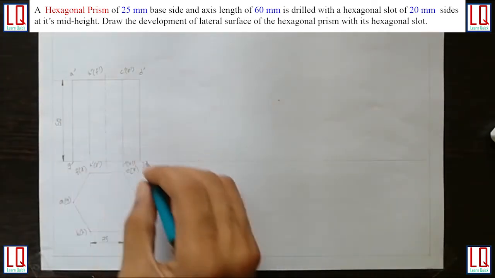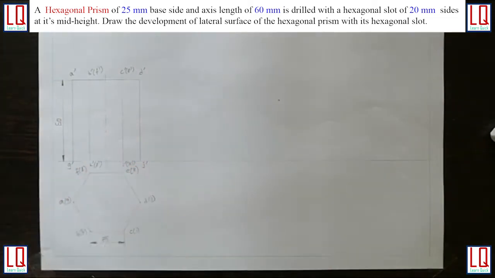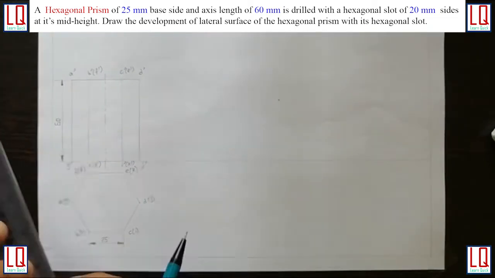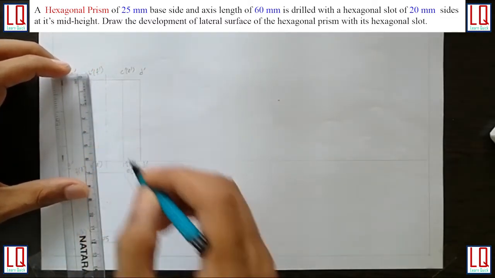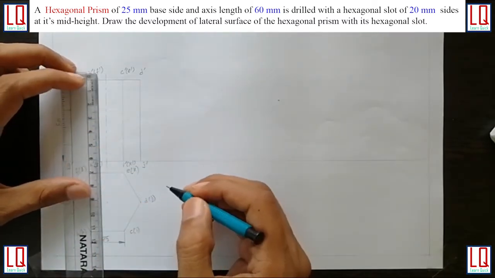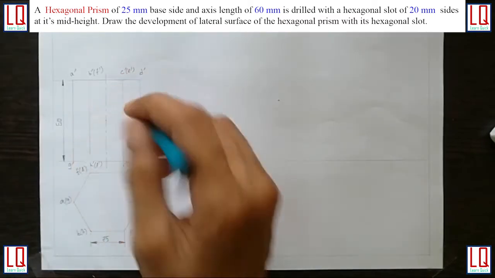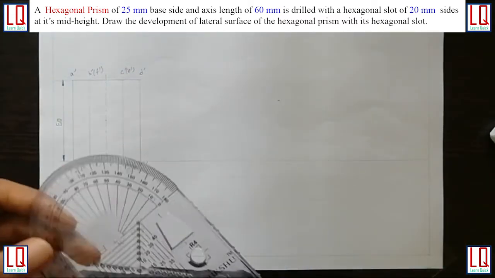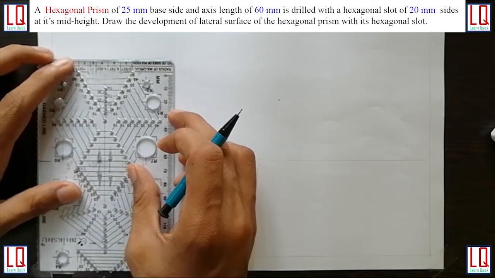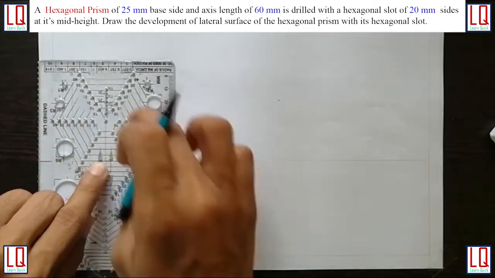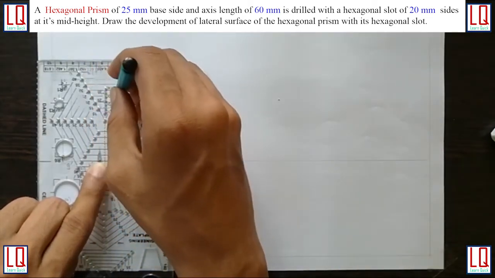Instead of making any cutting planes here as we usually do, in this problem we are going to drill a hexagonal slot. The hexagonal slot center passes through the center of the axis, so it bisects the axis. The axis is 60, so I have to mark 30. The slot shape is a hexagon, so I use my engineering template. I position the center, and the hexagonal slot side length is given as 20 mm, so I mark 20.